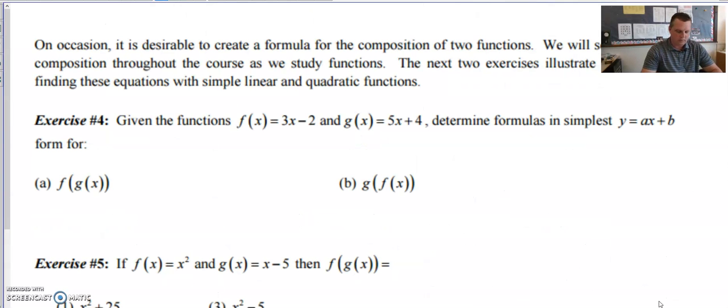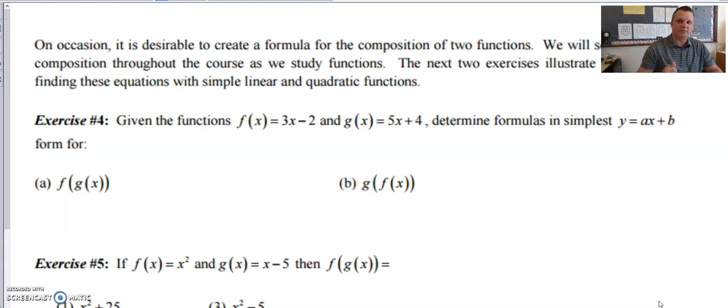Okay, we're on the last one, page 10. On occasion, it's desirable to create a formula for the composition of 2 functions. We see this facet of composition throughout the course as we study functions. These next 2 exercises illustrate the process of finding these equations with simple linear and quadratic functions. So what that means is we are not going to have actual numbers, but we want a rule if we have an f of g of x or g of f of x.